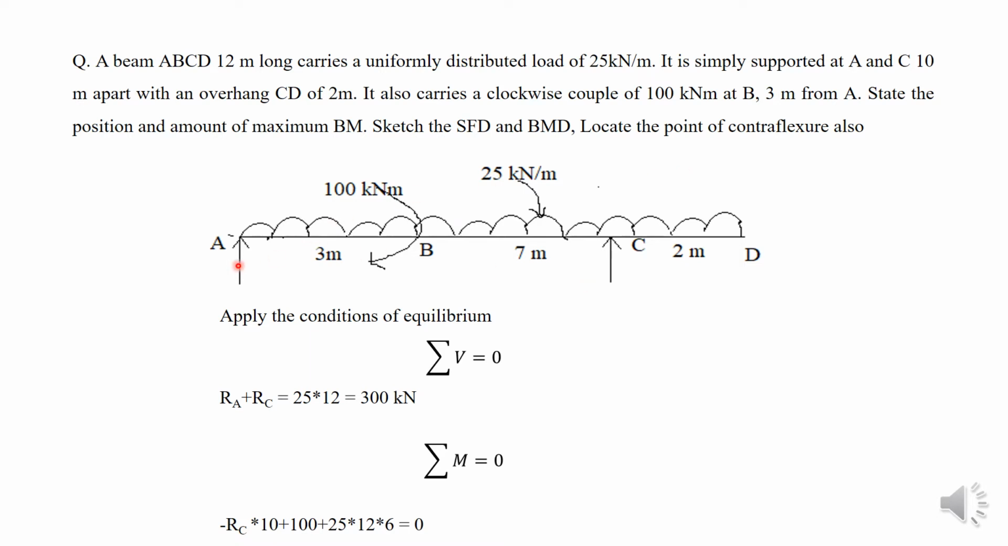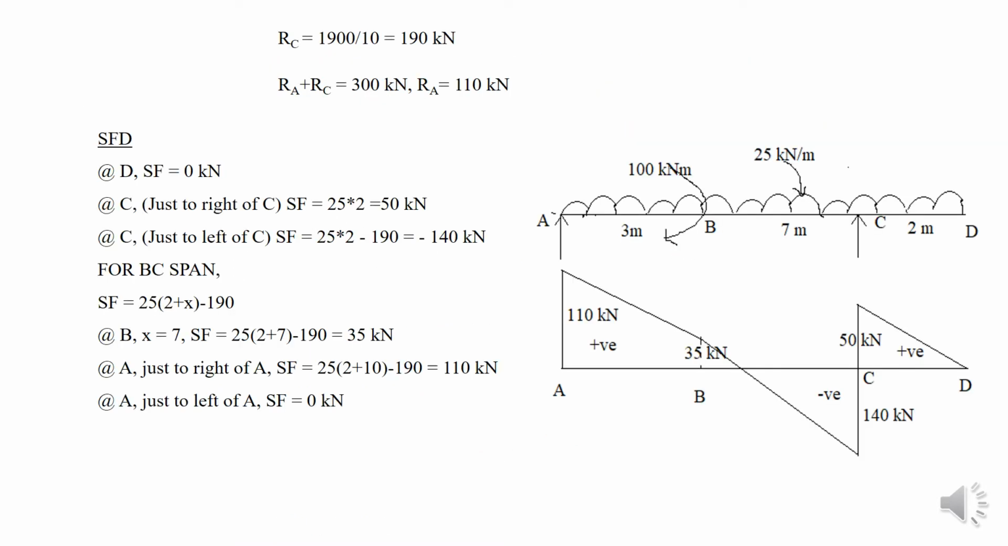So this is the problem: A and C are simply supported, 10 meter apart, and at B from A a clockwise couple of 100 kilonewton meter is acting. Throughout the beam there is a UDL of intensity 25 kilonewton per meter, and there is an overhang CD of 2 meter length. Now apply the conditions of equilibrium, sigma V equal to 0 and sigma M equal to 0, and you will get RA equal to 110 kilonewton and RC as 190 kilonewton.